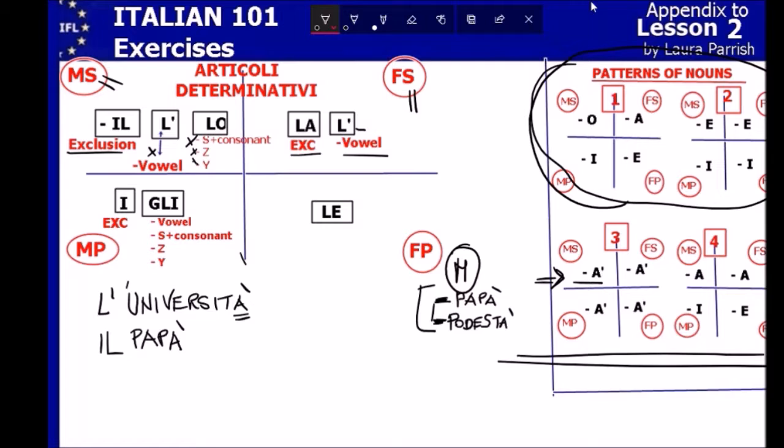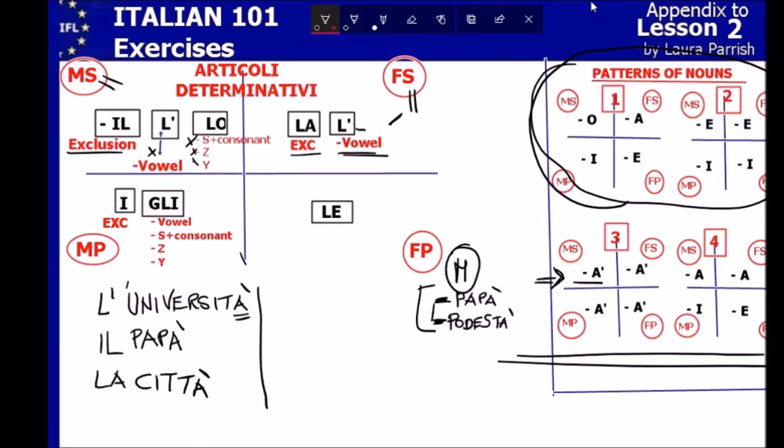Now let's take another one from here. For example, città. So città means city, town, like the city of Atlanta, right? So città. We know they are all feminine, so we go here, okay? And it doesn't start with a vowel, so it's la città.